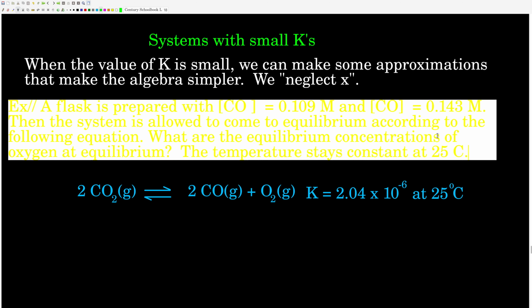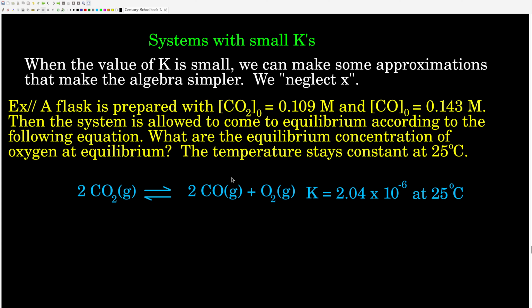So we want to find the equilibrium concentration of oxygen, O2. And temperature stays constant at 25 Celsius, so that means we can use this K. So guys, why don't you go ahead and work this out and come on back when you get an answer, okay? Welcome back, guys. All right, so let's work this out.